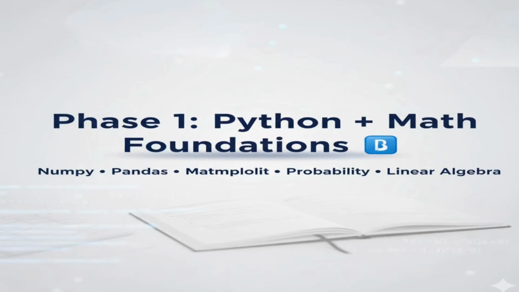Next phase is phase 1, that is Python plus mathematics and statistics for AI. That is for about 1 month. Here you will get comfortable with coding and understanding the math and statistics behind AI.